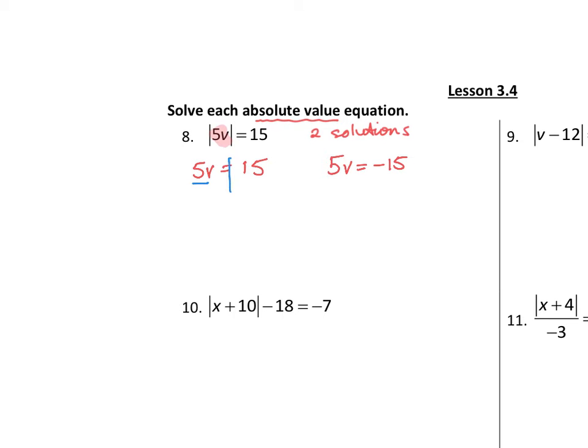Divide both sides by 5. You could probably even do this part in your head at this point. This is 3. If I divide both sides by 5 here, I get negative 3. So that's my solution. You can write this as a solution set: negative 3 and 3 would be my solution.